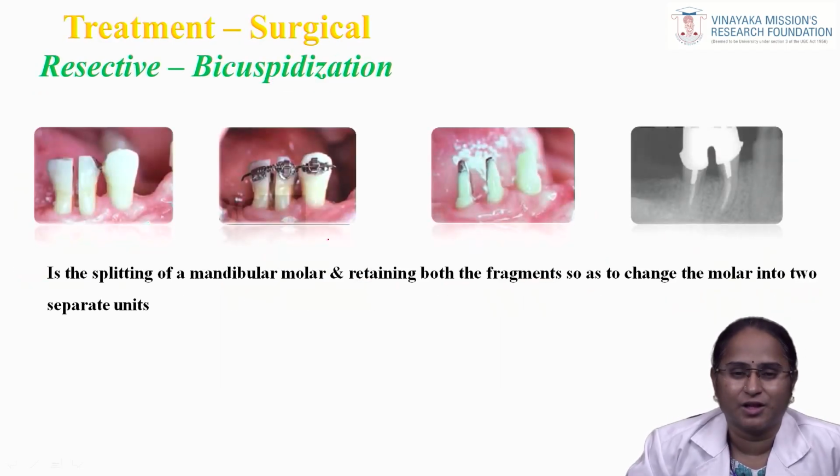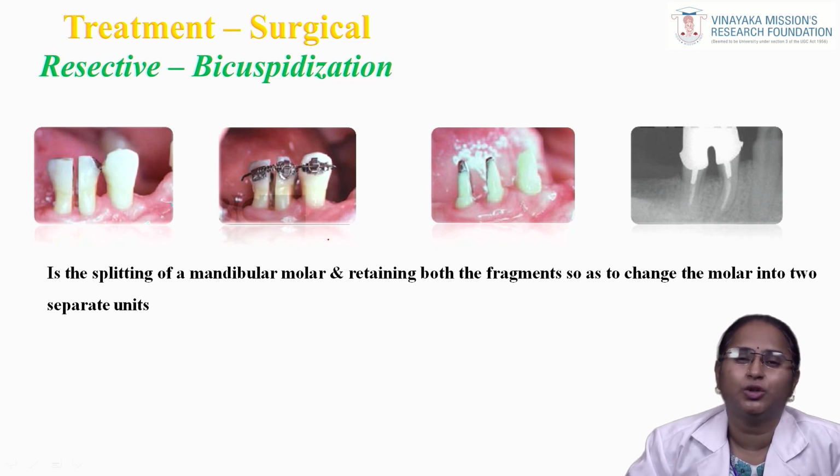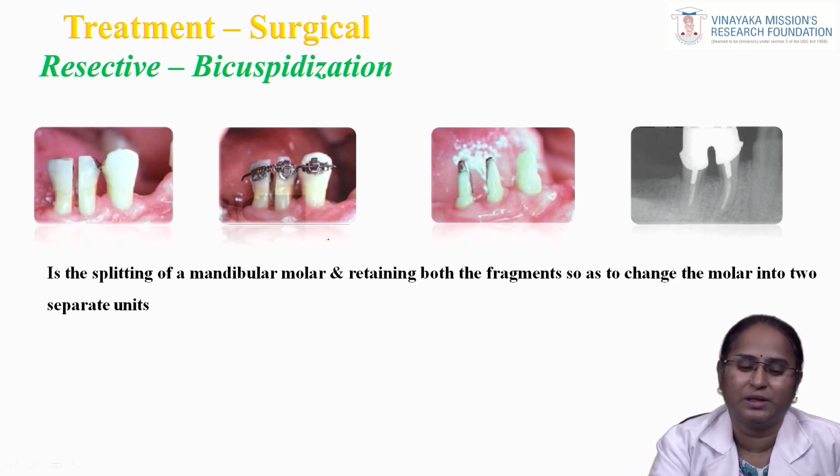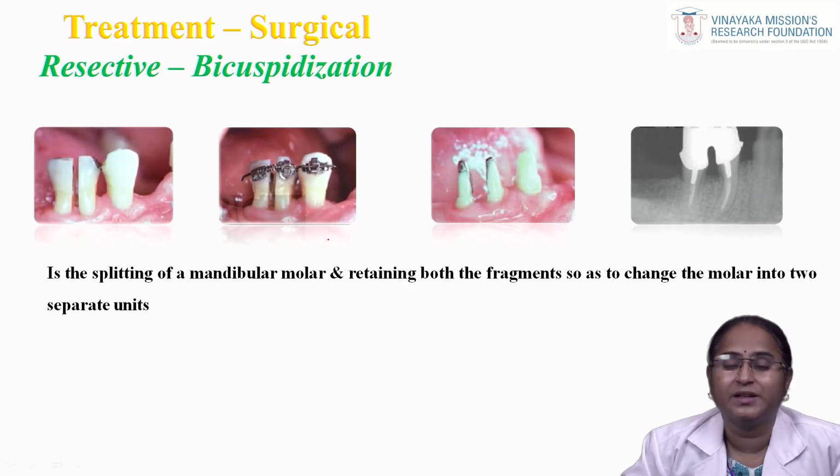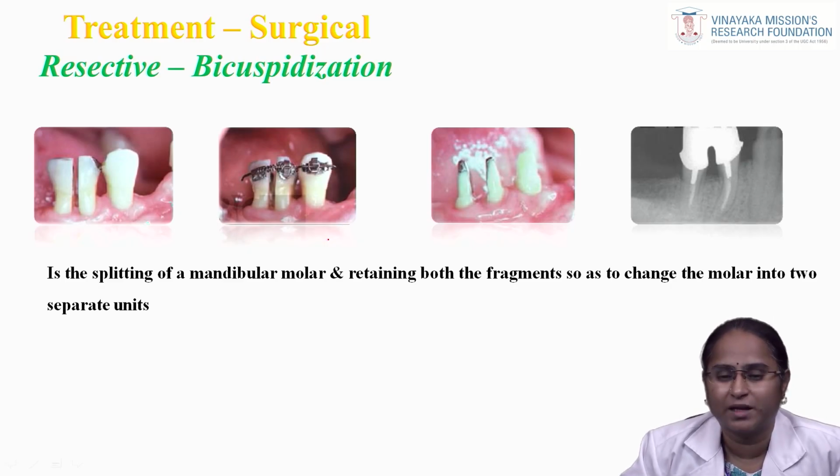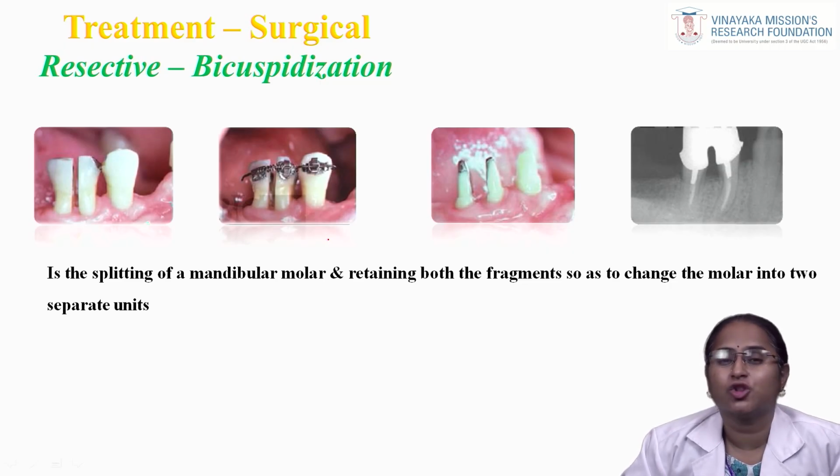And bicuspidization. Bicuspidization simply means splitting of the teeth into two equal halves, that is, splitting of a mandibular molar and retaining both fragments. In case of hemisection, the fragment will mostly not be retained, whereas in case of bicuspidization, the fragments will be retained so as to change the molar into two separate units.